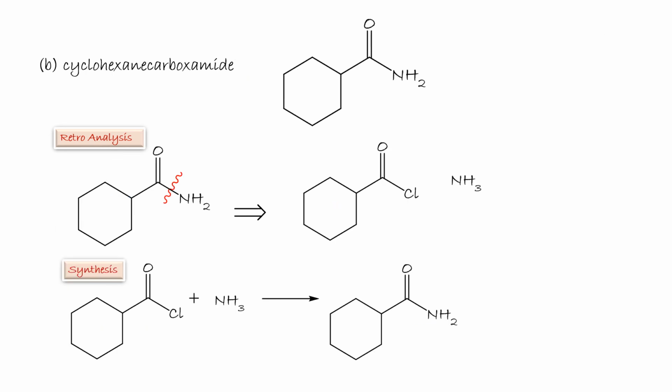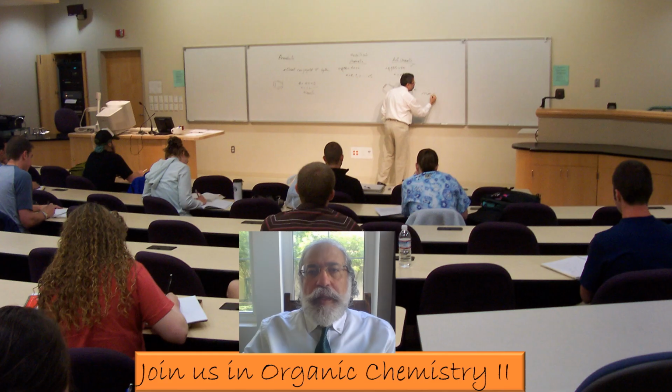Cyclohexane carboxamide, that is cyclohexane carboxamide in here. Okay, so what we do is cut between the carbonyl and the leaving group, found to be ammonia. So it is the acid chloride and the ammonia together furnishing the amide, a straightforward reaction. See you next lecture.